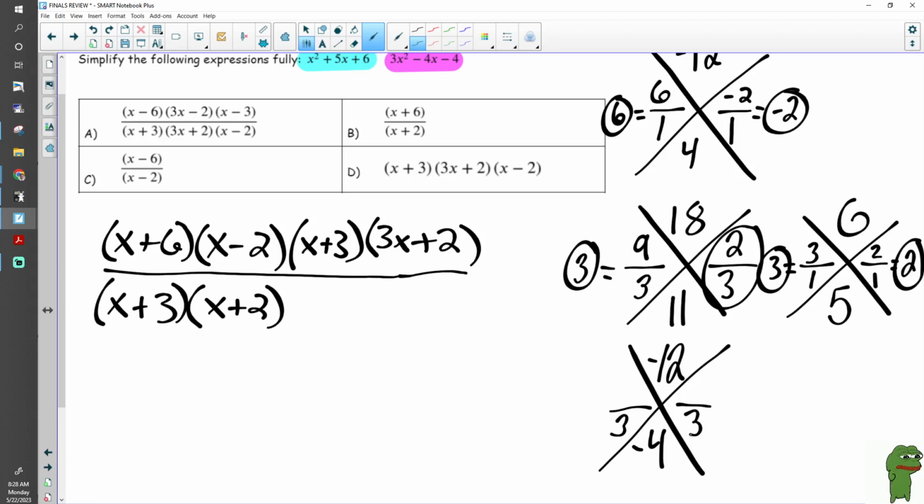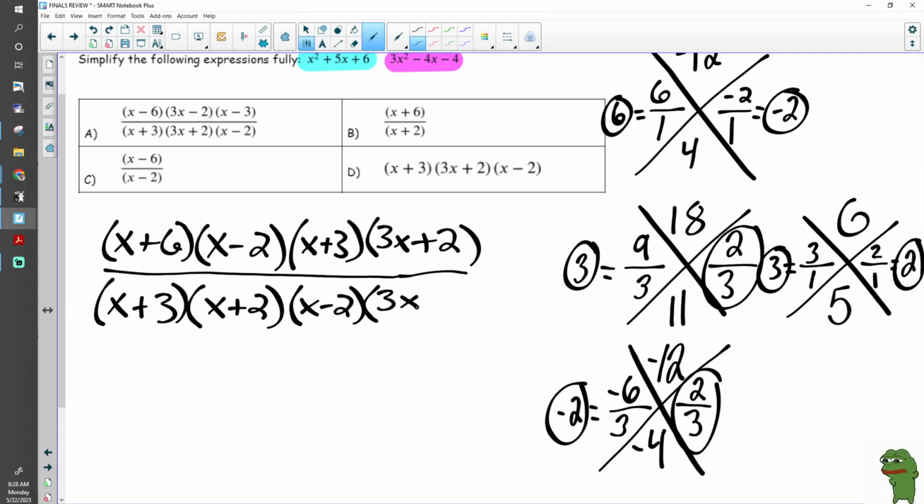Two numbers that multiply to negative 12 and add up to negative 4. This time we got negative 6 and 2. Multiply to negative 12, add up to negative 4. The left side simplifies to negative 2. The right side's already simplified. We turn these into factors. X minus 2. And again, the 3 goes in front. 3x. 2 is in the top, so we put it at the end.